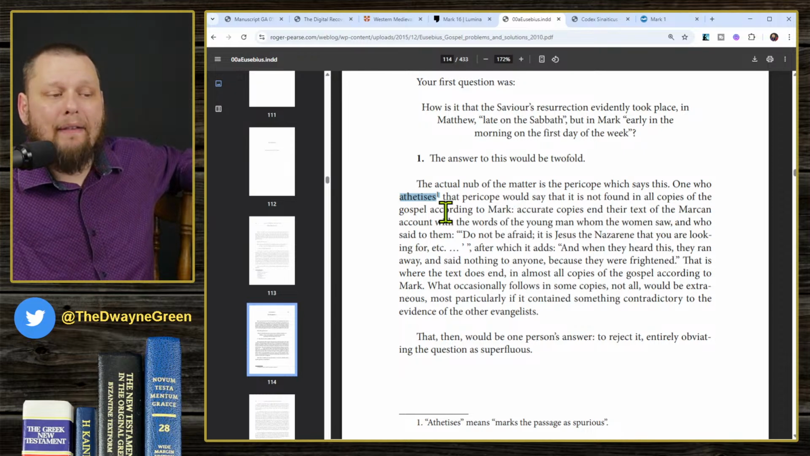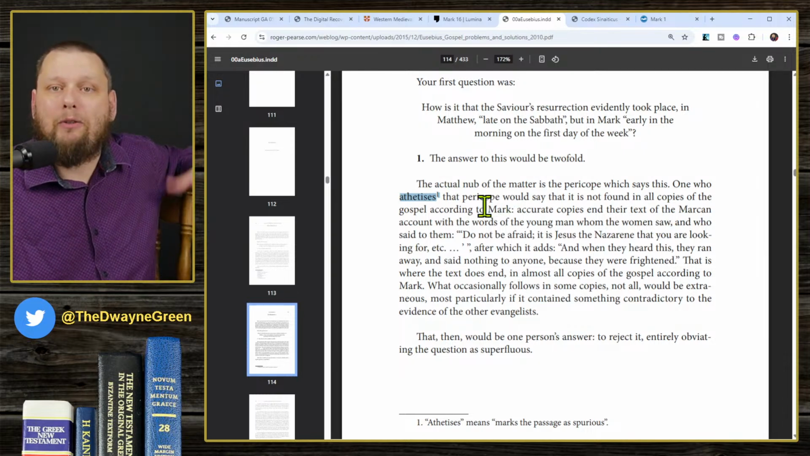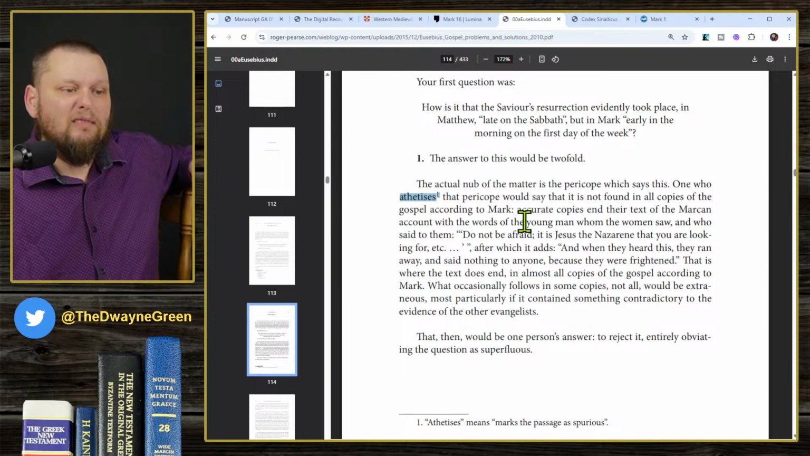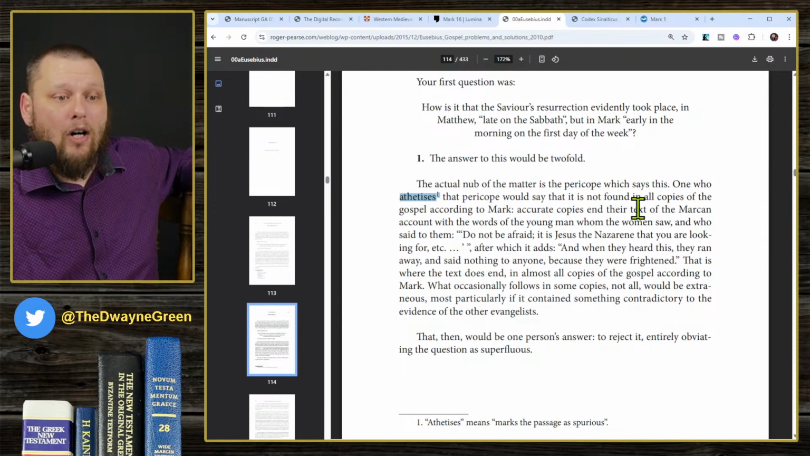So one who athetizes the pericope, basically one who says that it's not original, would say that it is not found in all copies of the gospel according to Mark. Accurate copies end their text of the Markan accounts with the words of the young man whom the woman saw and who said to them, do not be afraid, it is Jesus of Nazareth that you are looking for, etc. After which it adds, and when they heard this, they ran away and said nothing to anyone because they were frightened. That is where the text does end.